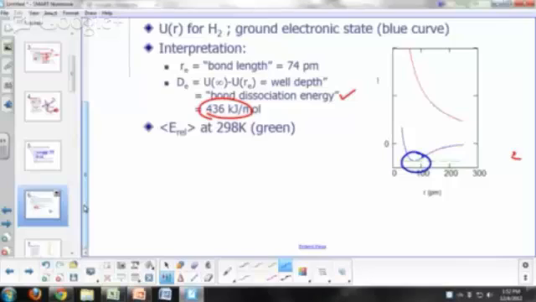That green line is the average translational kinetic energy of particles at 298 Kelvin. Usually, if that level is considerably less than the dissociation energy, then those two atoms will be bonded at room temperature. Now, if the well depth is not deep enough, so that, for example, at room temperature, 298 Kelvin, this is the average kinetic energy of molecules, then you wouldn't expect the atoms to stick together.